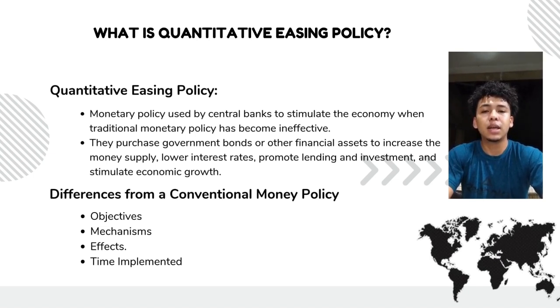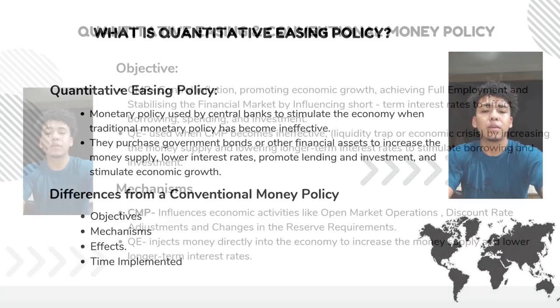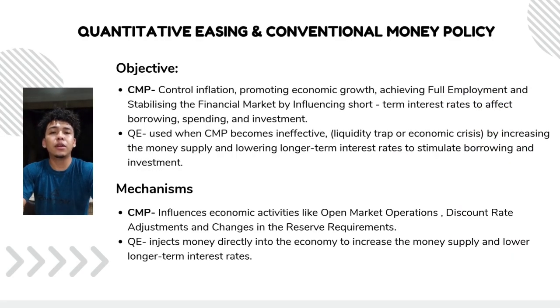Quantitative easing and conventional monetary policy are both tools used by central banks to manage the economy, but they differ in their objectives, their mechanisms, their effects, and the time they are implemented. Let me tell you how they differ in objectives. Conventional monetary policy controls inflation, promotes economic growth, achieves full employment and stabilizes the financial market. They do this by influencing short-term interest rates to affect borrowing, spending, and investment.